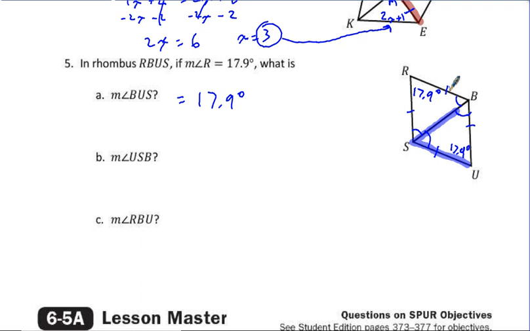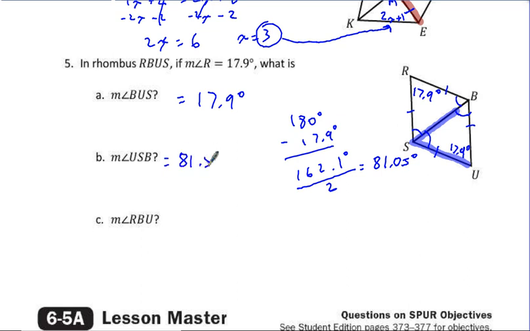Okay, total of 180 degrees in a triangle, and both of these base angles in the isosceles triangle would be the same. So first we'll subtract the 17.9 degrees that I know, which will be 162.1 degrees, and then we'll divide that sum of the base angles by 2 and get 81 and 5/100 degrees for all of these base angles. So the measure of USB, being one of them, equals 81 and 5/100 degrees.